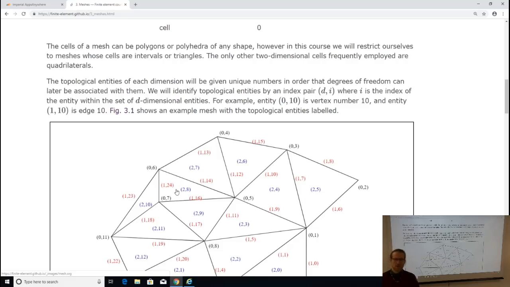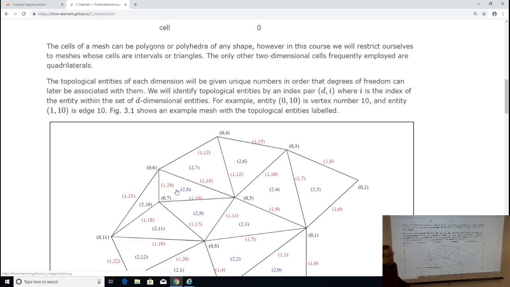As a practical matter, almost everyone who does finite element uses either simplices or hypercubes. So simplices are the n-triangle, so interval, triangle, tetrahedron. If you're doing relativistic fluid dynamics or something, then a pentatope. And the hypercubes are interval, quadrilateral, hexahedron, and so on. Those are the ones that everyone practically uses. And in this course, we're going to do simplices, so triangles.